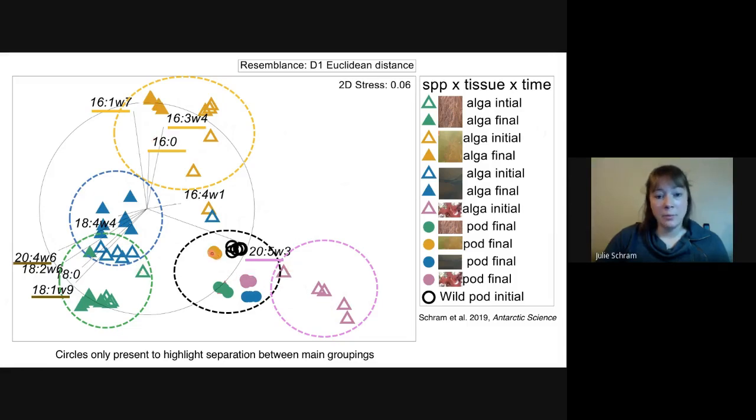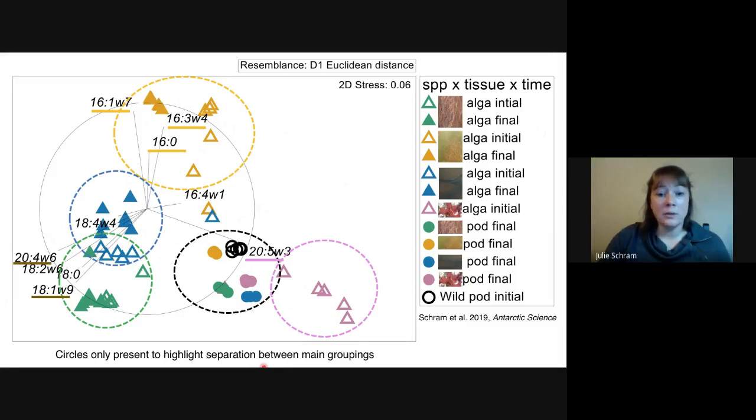So our amphipods grouped very closely together, and they're inside our resource polygon, which we would expect with the amphipods on our monospecific diets. These black circles are the wild amphipods, and it was very gratifying to see them fall inside our resource polygon as well, because that means that we are identifying likely diets for these amphipods.